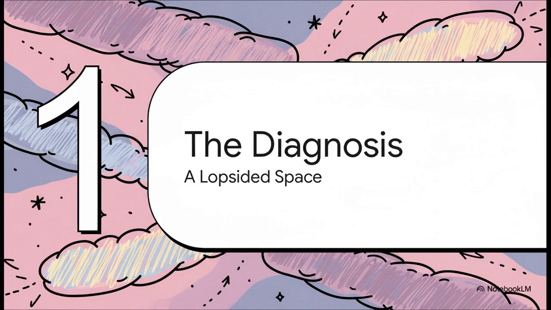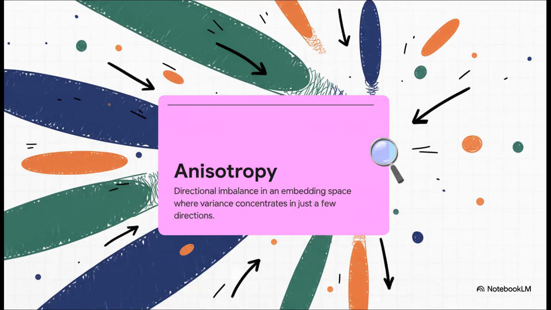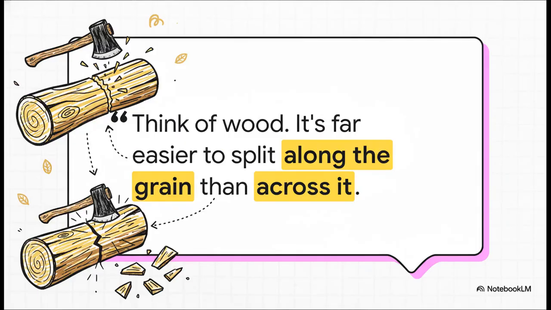Now, that's my term, but it has a real technical name, and once you understand it, everything else just kind of clicks into place. That technical term is anisotropy, and the core idea is actually pretty simple. It just means your space has developed a kind of directional bias. So instead of all your information being spread out nice and evenly, it gets squished into just a few super highways of meaning.